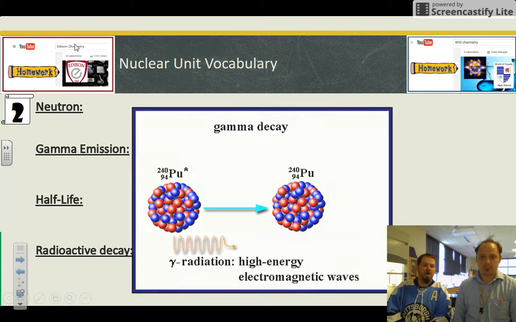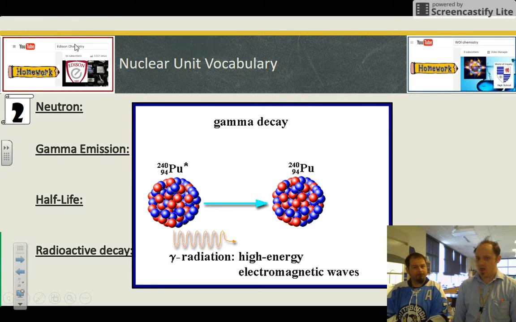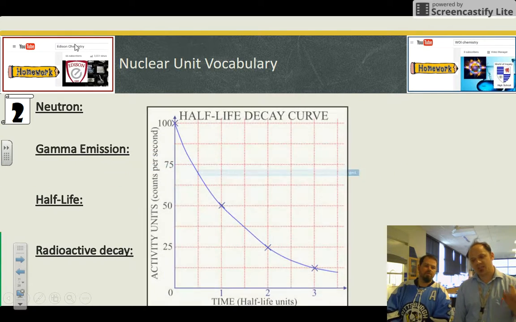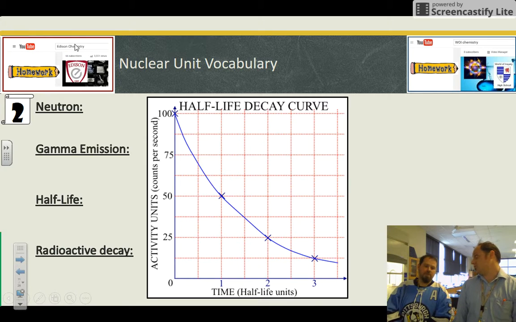Gamma. This is the boogeyman. You see in the picture that not much changes except for the star. It's this high energy, most penetrating radiation. No change in atomic number or mass happens. This stuff is so powerful you need a lot of lead to protect you from it. That's the type of radiation that can cause damage to your cells really, really easily. It's actually coming from the sun all the time. They all can, but that one's really hard to stop and protect yourself against.